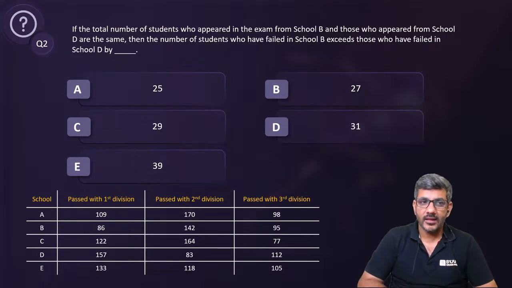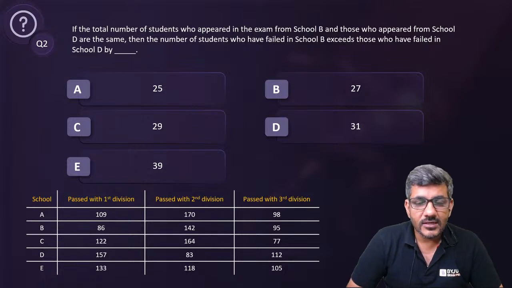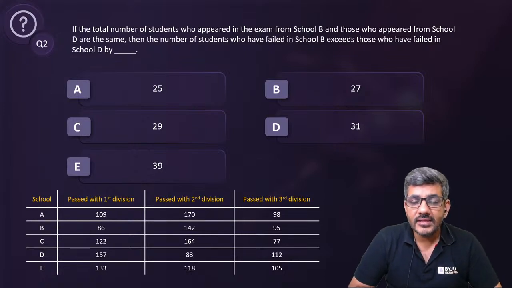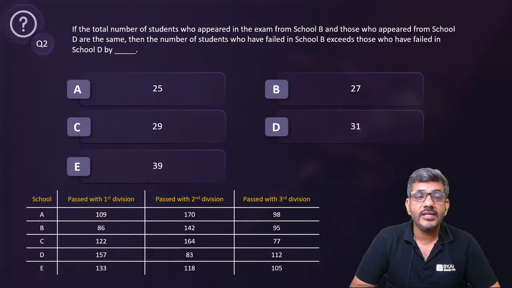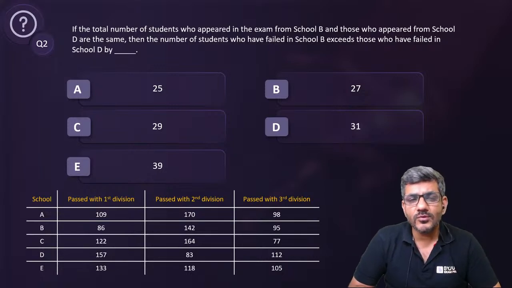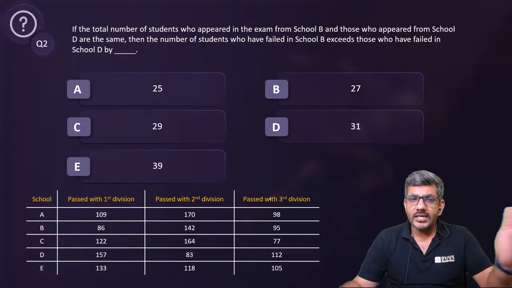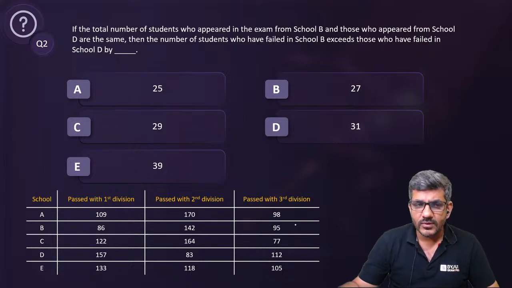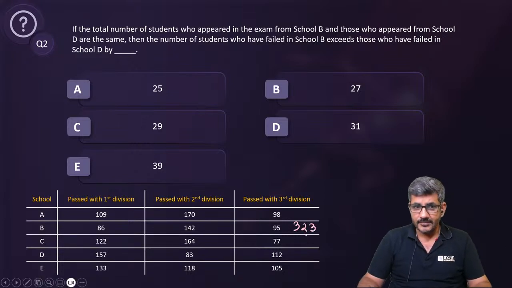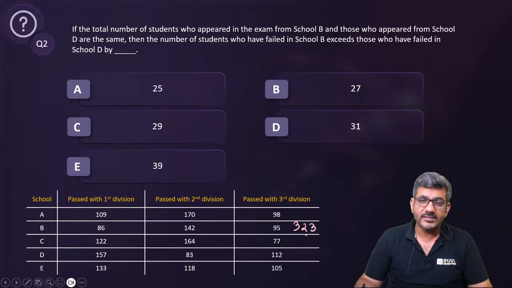That's great. So what does the question say? The total number of students who appeared in the exam from school B and those who appeared for the exam from school D are the same. Then the number of students who have failed in school B exceed those who have failed in D by how much? So in the previous question, we calculated the number of students who appeared from B is 323. So why can't we use that? Right? Appeared नहीं, I'm sorry, who passed is 323.